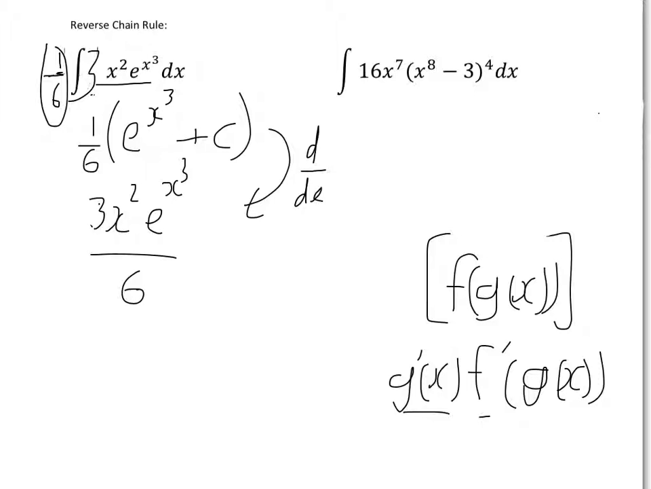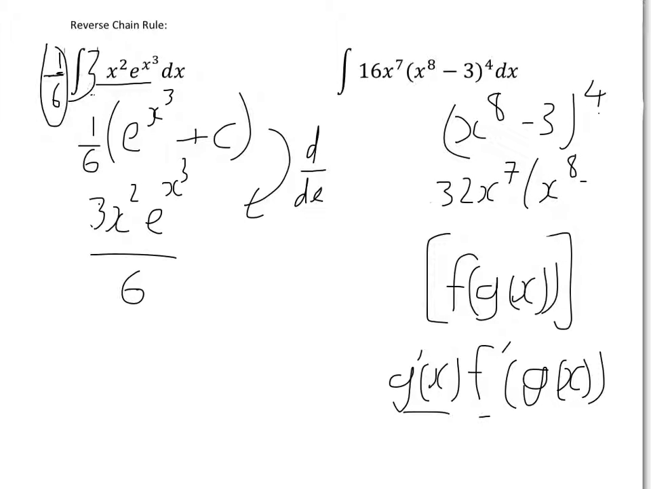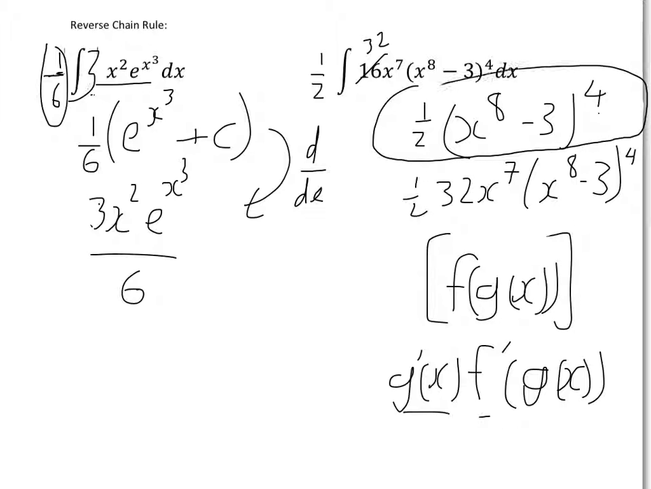Right. So let's consider this. It's going to be 8x cubed to the power of 4. It's going to be that. But I need a compensation factor. So I'm expecting this to be 32x to the power of 7, x to the power of 8 minus 3 to the power of 4. So I want that 16 to be a 32. So I make it into a 32. 16 is now 32. I just need to put a half in front of here. Done. So then I put a half in front of here and it'll give me the answer. So this here is what I want, plus c, of course.